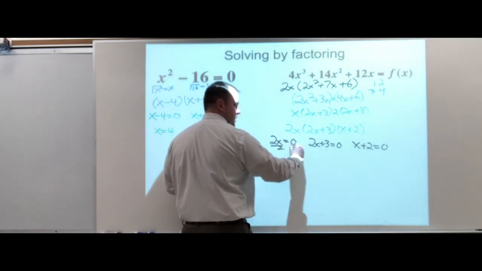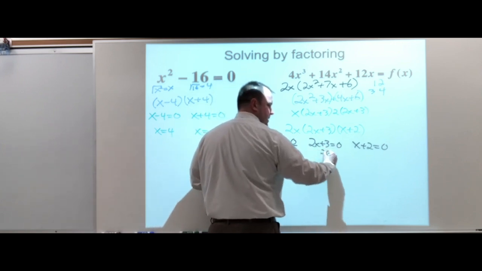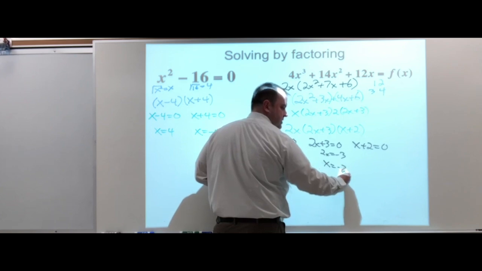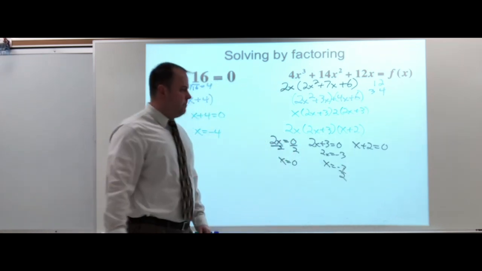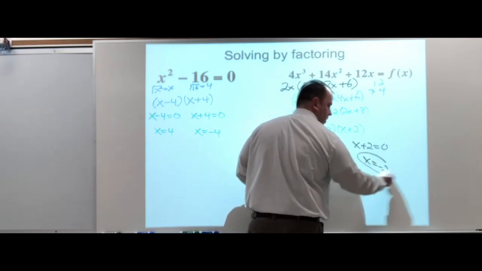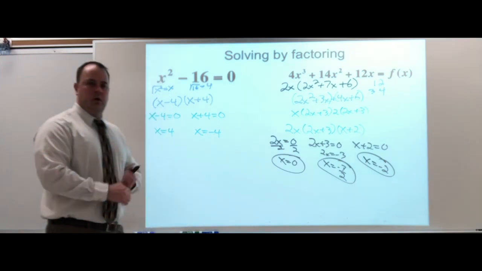Divide by 2. You get x equals 0. Subtract your 3, divide by 2 gives you x equals negative 3 over 2. And the last one, just subtracting the 2. 1, 2, 3 solutions. Okay?